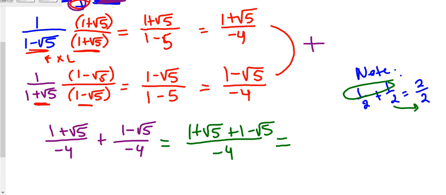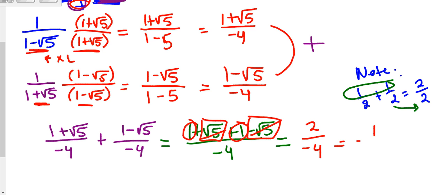Now when we add the top, we look at like terms. We have a 1 and a 1, and a square root of 5 and a square root of 5. 1 plus 1 is 2. Positive square root of 5 and negative square root of 5 will cancel each other out to make 0. Negative 4 on the bottom, so this can simplify to a negative 1/2. That is our final answer for this problem.